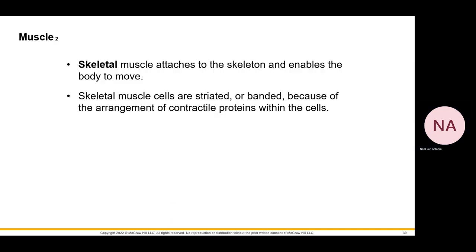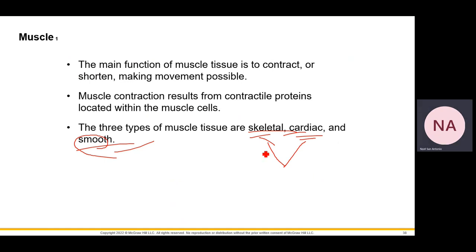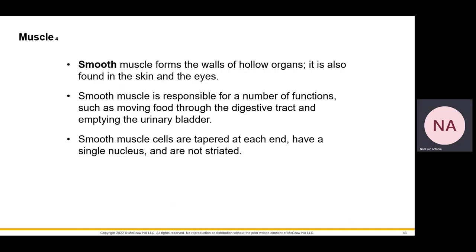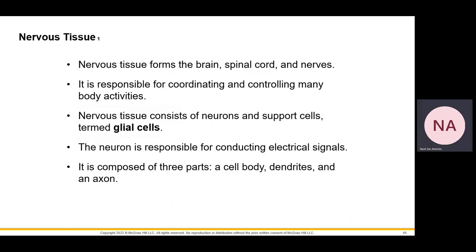So as a summary, you have three types of muscle tissues in the body: skeletal, cardiac, and smooth muscles. Okay. And lastly, you have your nervous tissue, the tissue that forms the brain, the spinal cord, and the nerves. Okay. And the nervous system is responsible for coordinating and controlling many body activities. Okay. And in the nervous system, you will find two types of nervous tissue. You have the neurons and you also have your glial cells.